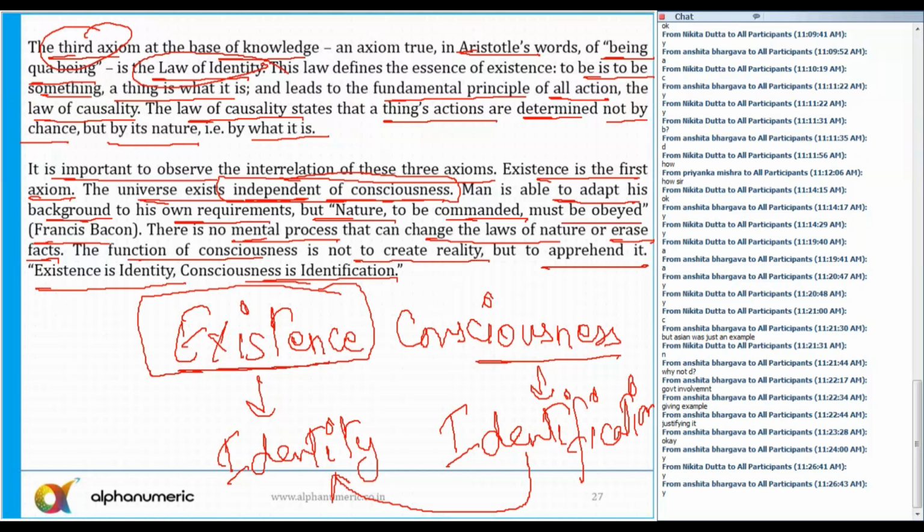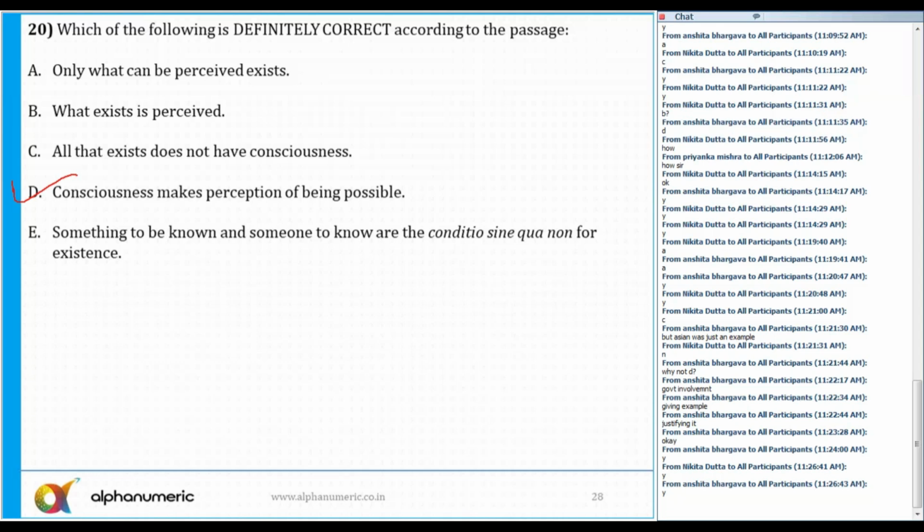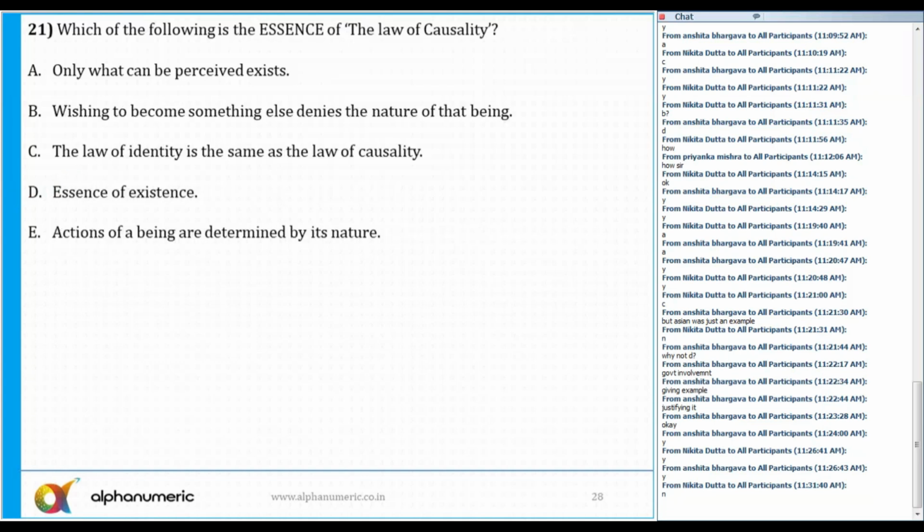Did you understand? Based on this understanding, question number 20, which of the following is definitely correct according to this passage? What is definitely correct? Number D, consciousness makes perception of being possible. If we had no consciousness, we would not perceive things. Number D is the answer for question 20. Okay? Have you solved this passage? I think no. So consciousness makes perception of being possible.